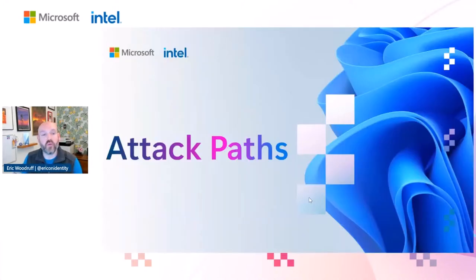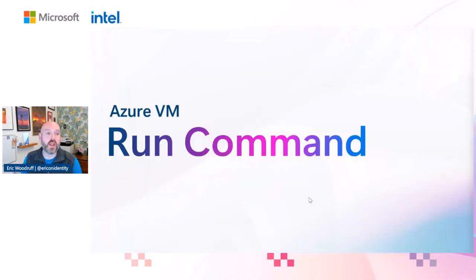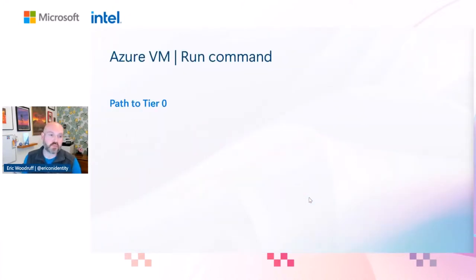So let's take a look at these two attack paths that I mentioned. The first one is going to be for an Azure VM using the run command, and here is going to be our path to tier zero. So we have Alex Wilbur, and Alex works in our operations center. One of the roles that Alex has is to help maintain virtual machines that run in Azure, if we need to restart or stop or start VMs and perform other basic maintenance.